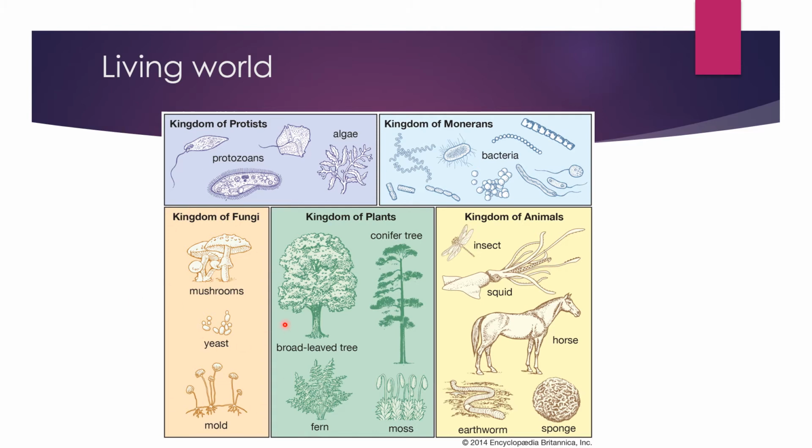Next one is the kingdom fungi. It's a very common example. Whenever you leave any bread in a moist area, then something blackish and network-like spreads on the surface of the bread. So these are the fungi.